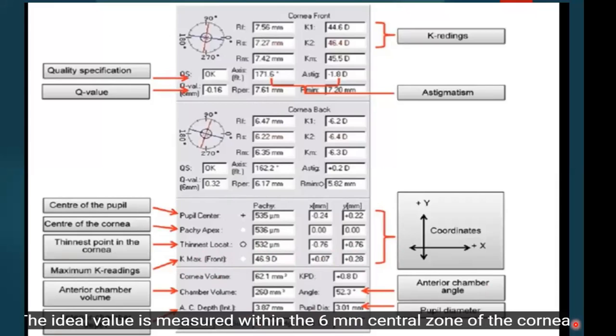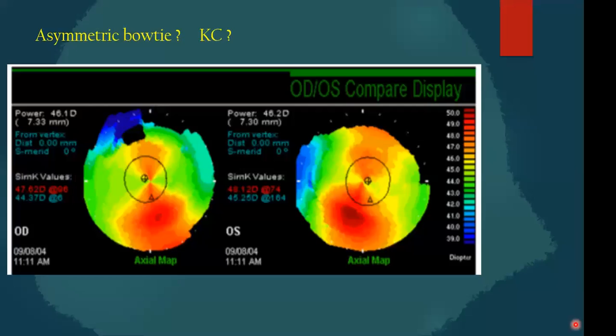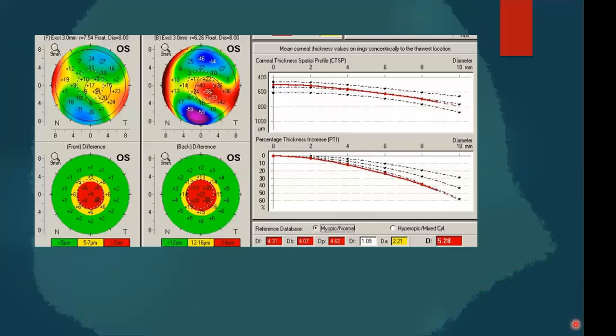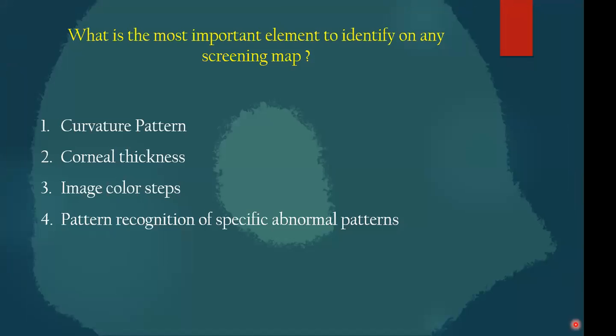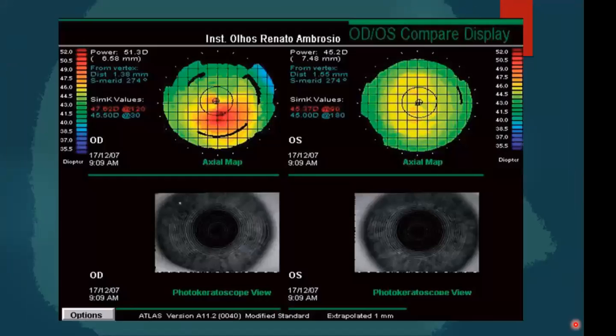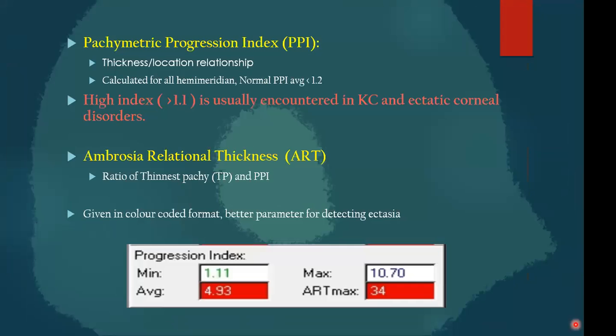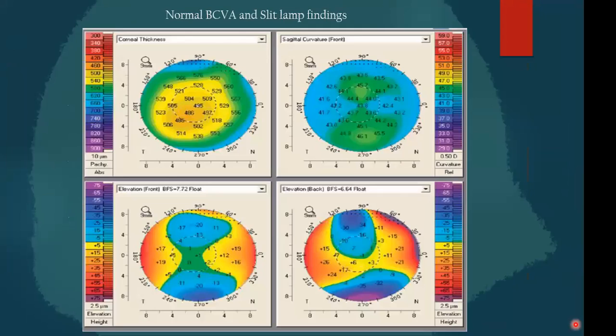Okay, so now let's go to a few images of the Pentacam. One second. All right, so this is a patient with a normal best corrected visual acuity and normal slit lamp findings.